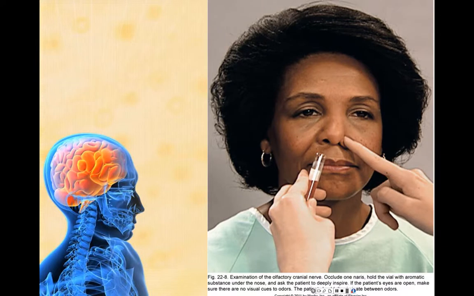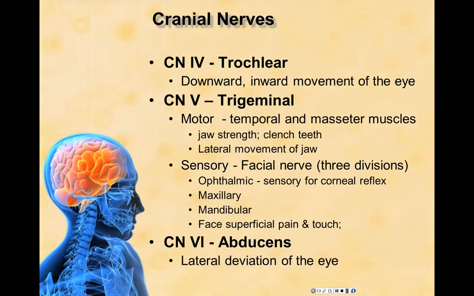This is how you would evaluate the sense of smell. Cranial nerve 4, or the trochlear, is responsible for the downward, inward movement of the eye. So it's responsible for one of the extraocular movements, the downward, inward movement.